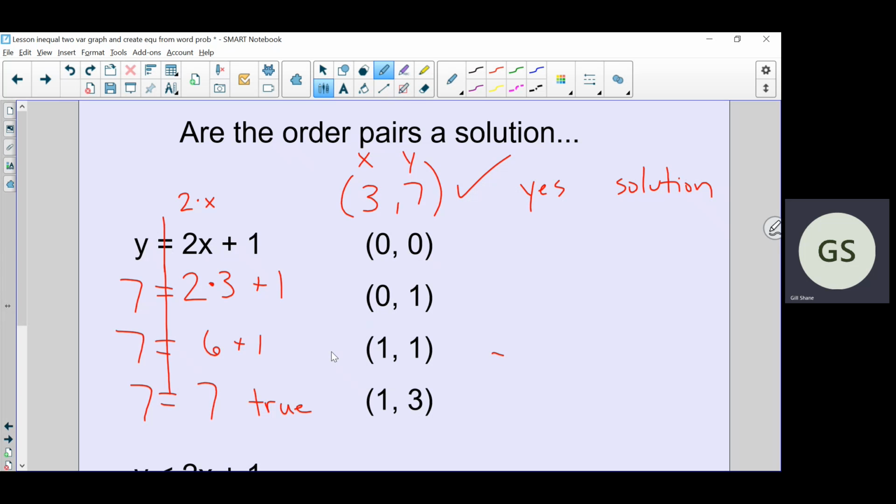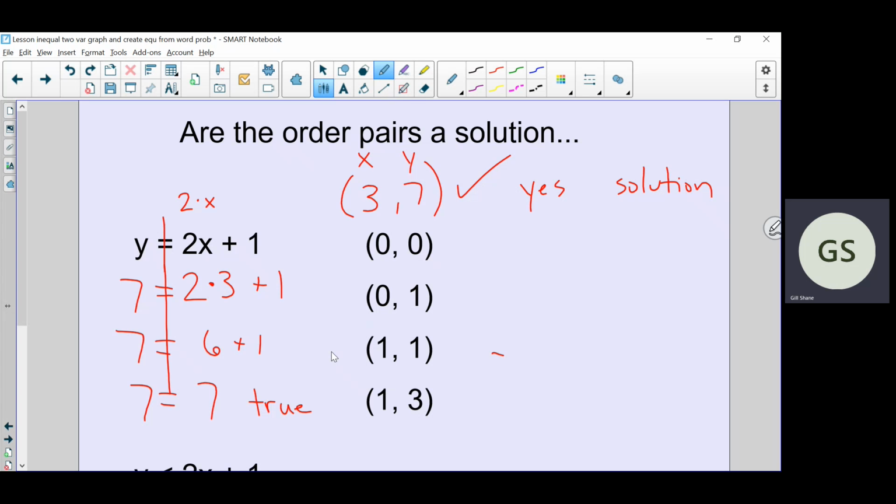So if it's true, what's that mean? So we get down and it says true, what's that mean? What does it mean if it's false? What does false mean? What did I write up? I figured you would. If it's false, it's not a solution, which also means it's not on the line. False means no, not a solution, not on the line. True means, yeah, it's a solution and it's on the line.